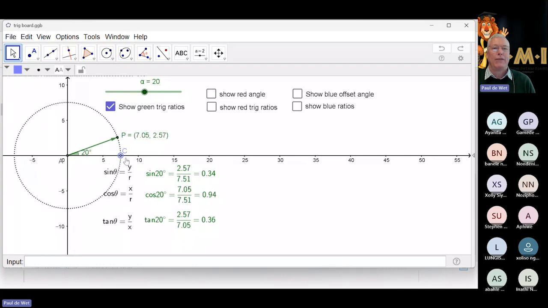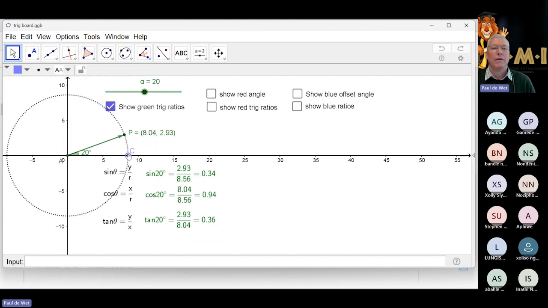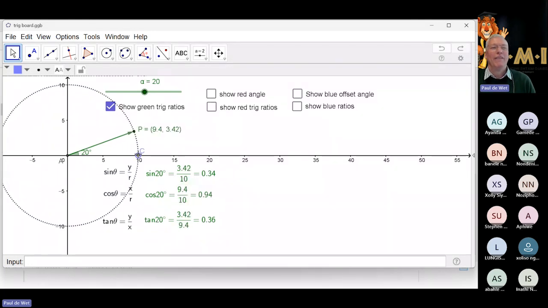I'm just going to put it back to 8. I hope I can put it back to 8. Oh, for goodness sakes. Okay, I'll put it back to 10. All right.